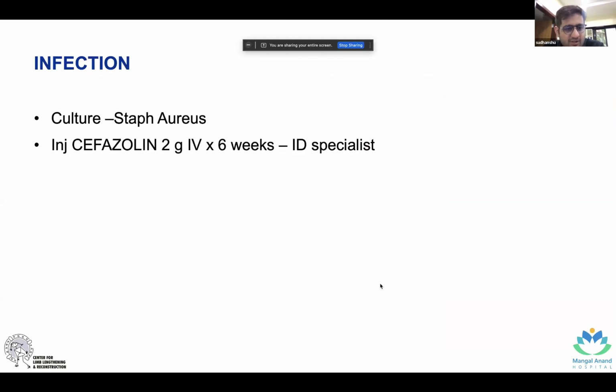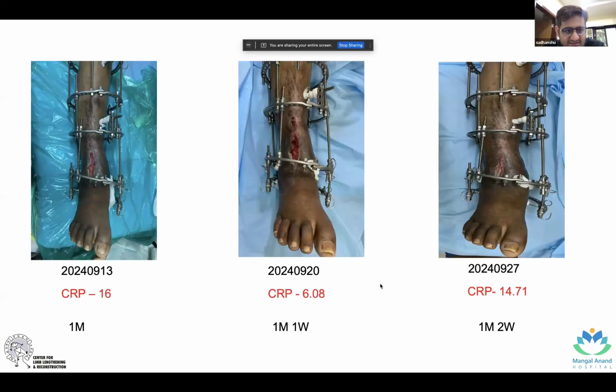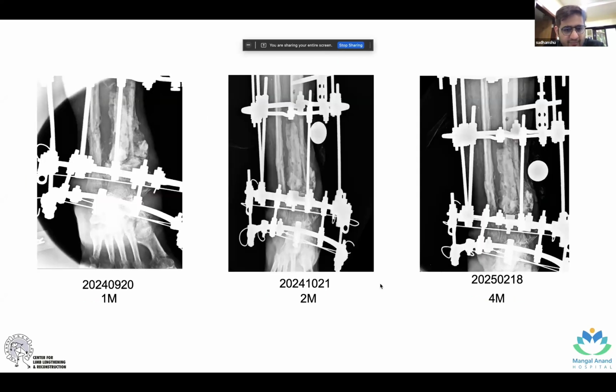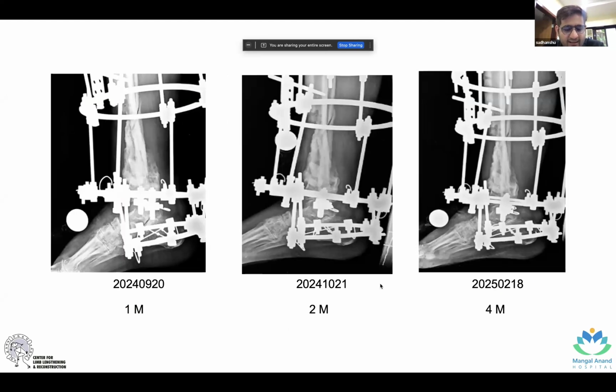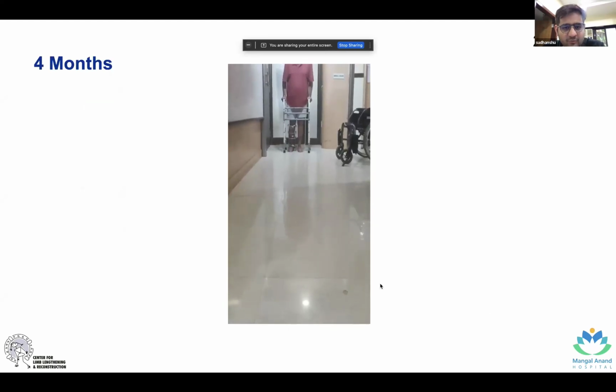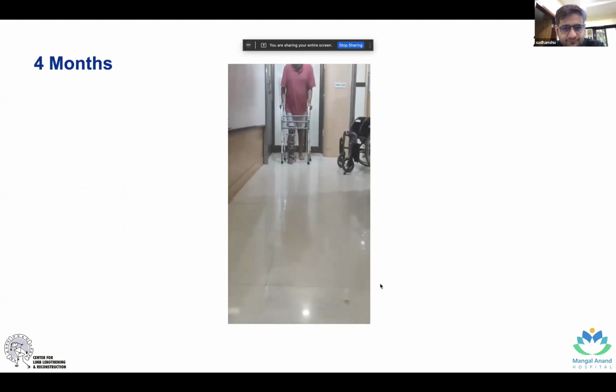The intraoperative culture showed Staph aureus, and injection cefazolin 2 gram IV was started for 6 weeks. These are the successive wound images at 1 month, 1 month 1 week, and 1 month 1 week after that, which show progressive healing of the wound. These are the follow-up X-rays at 1 month, 2 months, and 4 months, AP view showing progressive healing. And this is the lateral view showing the same. The patient then was walking with walker support, full weight bearing, as shown.